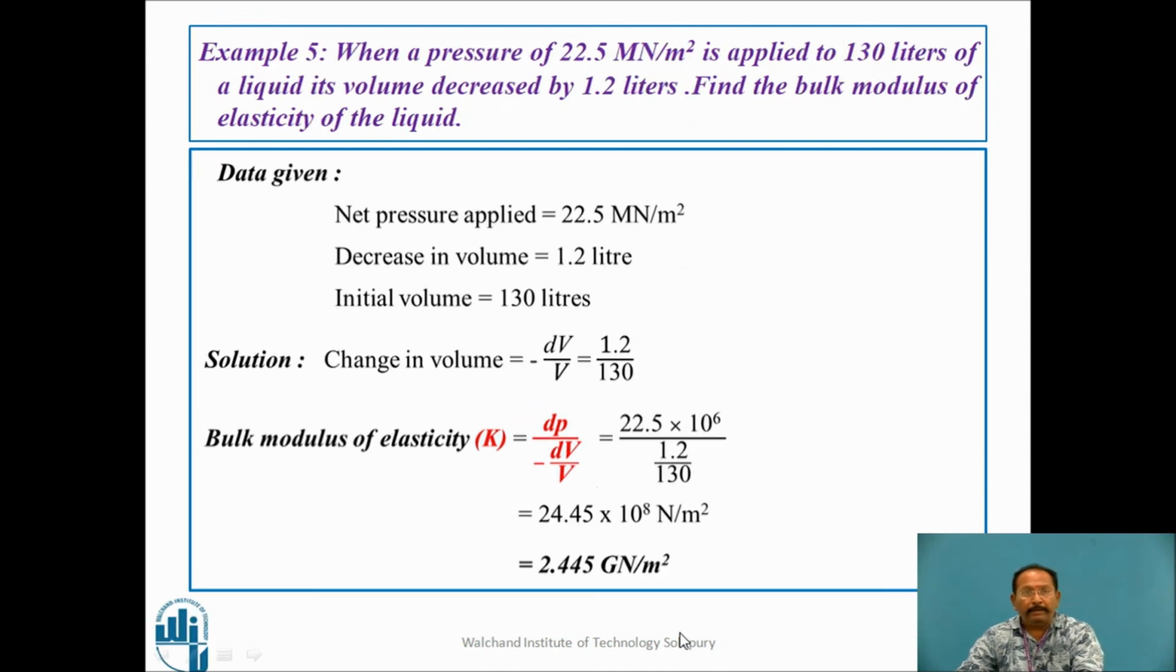Then similarly, the second problem is the same. When a pressure of 22.5 MN per meter square is applied to 130 liters of liquid, its volume is decreased by 1.2 liters. Find the bulk modulus of elasticity. These are the data, and we have to put them in this particular equation, and you can find the bulk modulus of elasticity.